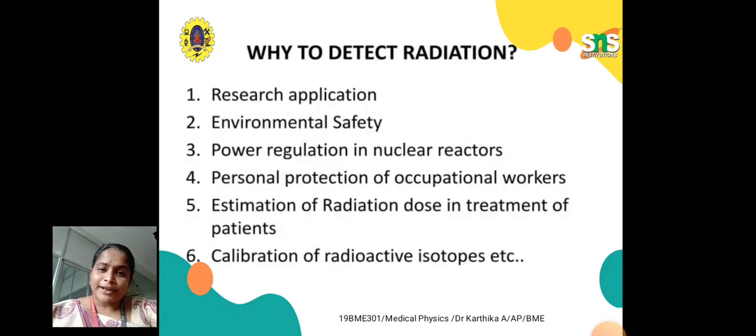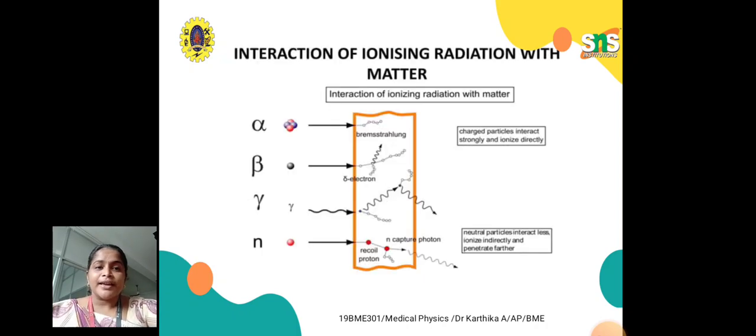Then why detect radiation? Actually, we have some applications like research applications, environmental safety, power regulation in nuclear reactors, personal protection of occupational workers, estimation of radiation dose in treatment of patients, calibration of radioactive isotopes, and we have so many applications in radiation detection.